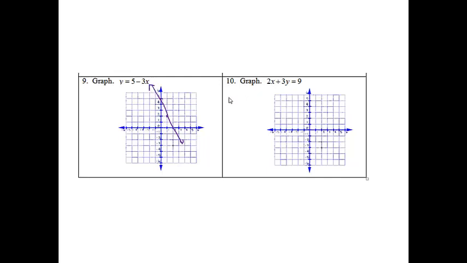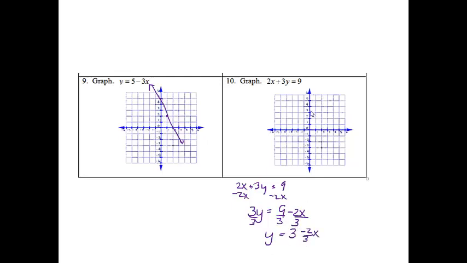Right, the next one I have 2x plus 3y equals 9. We would like to solve this for y before we try to graph it, so I'm going to subtract 2x from both sides. So I'll get 3y equals 9 minus 2x, and then we're going to divide all 3 parts by the 3, so we'll get y equals 3 minus 2/3 x.